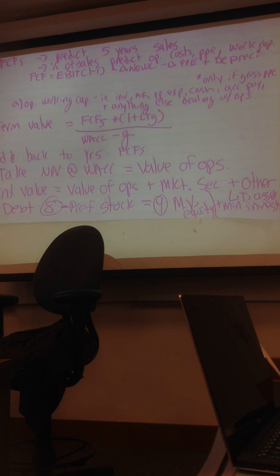A lot of times, and you will find this in your final project as well, and sometimes in cases, the synergies won't be explicitly given to you. Instead, you may have to look at the acquirer. Let's say the acquirer does a better job of managing the company and has better operating ratios. You can apply the acquirer's operating ratios to the target for synergies. That's one way you can find synergies.